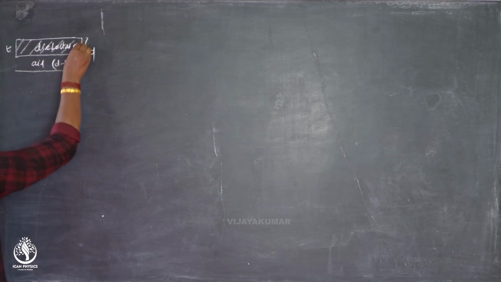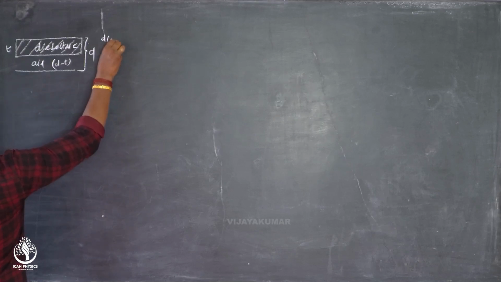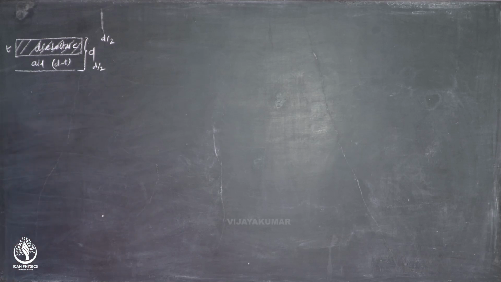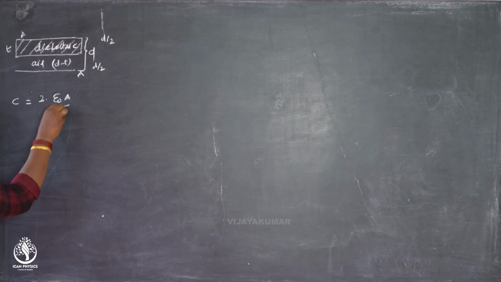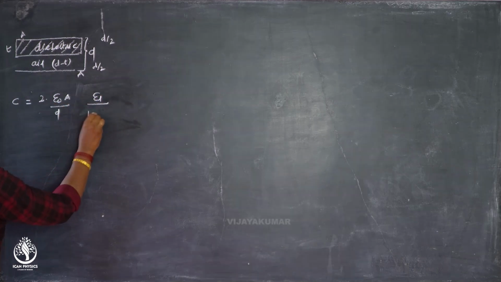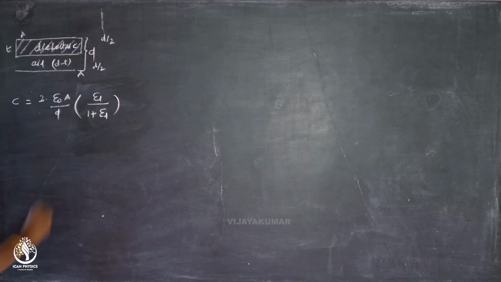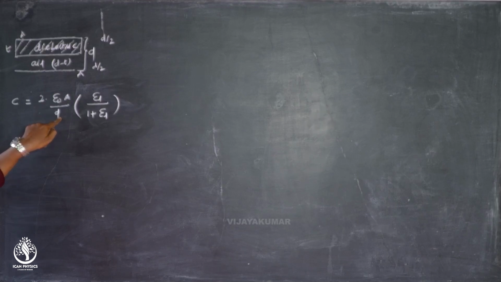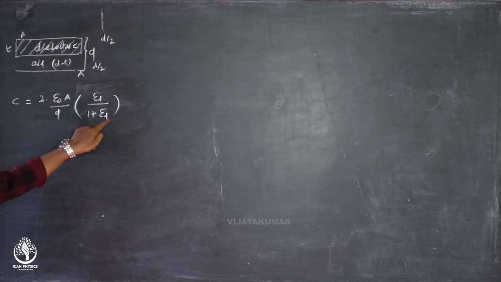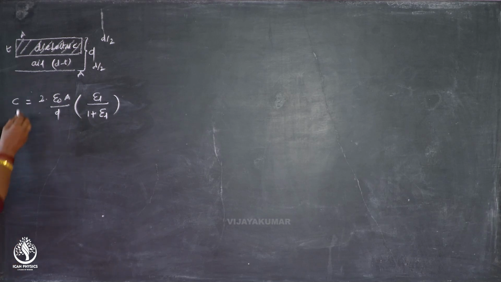Now the distance becomes half, so D by 2 and its distance is D by 2. But what about the area? The area nearly remains the same. So the capacitance is 2 times epsilon 0 A by D into epsilon R by 1 plus epsilon R. Okay.